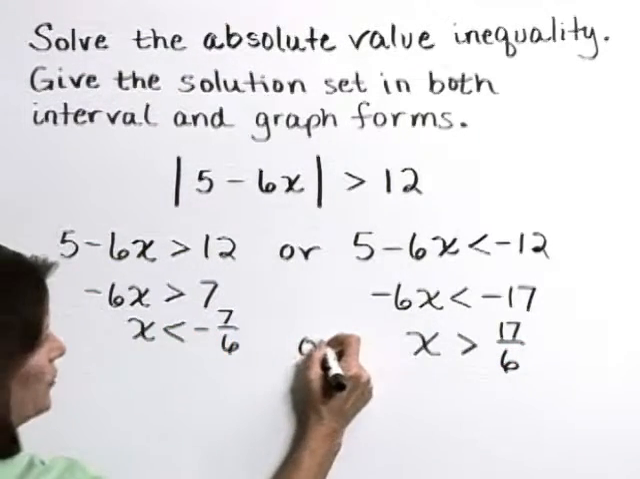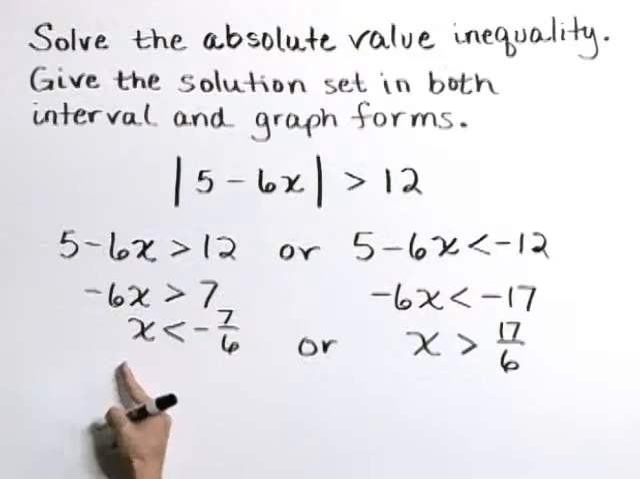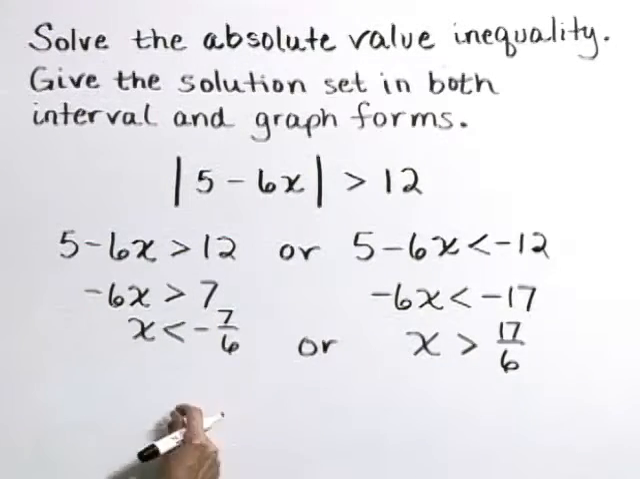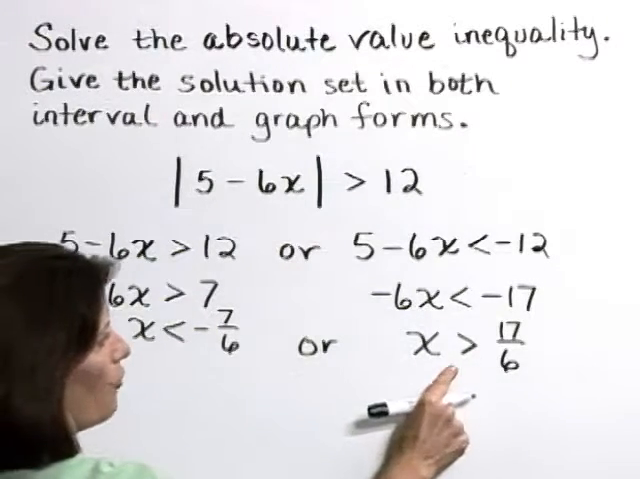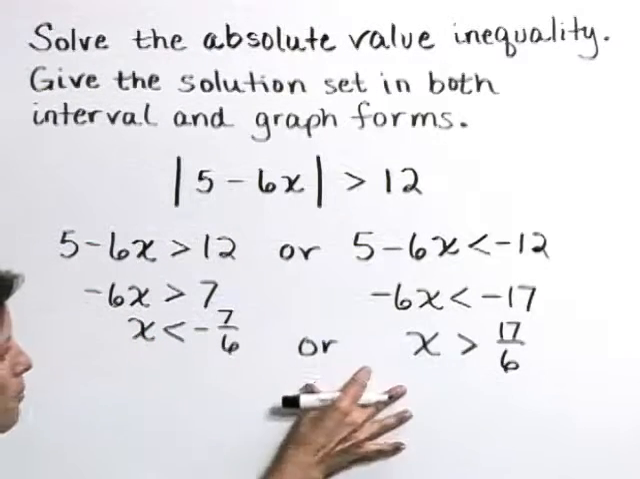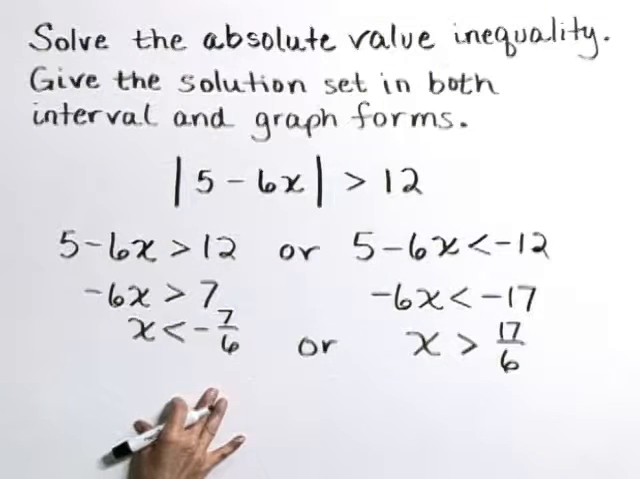Now, these are connected with the or word, so our solution is all values x that are less than negative 7/6 or greater than 17/6, or both, but there's not an or both part here. These two sets don't overlap.